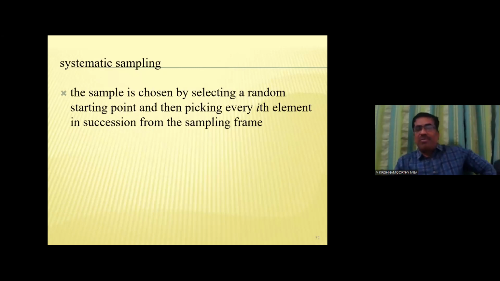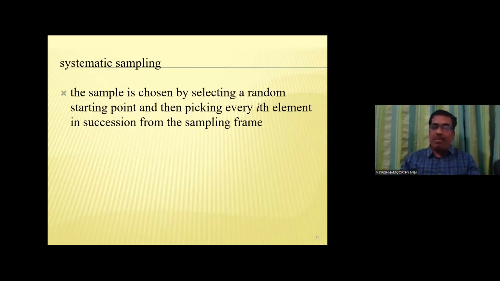What is the random starting point? You can fix it like this. I will go to the particular bank from 11 a.m. to 1 p.m. Whoever comes as the 7th person after availing services from the bank, I will distribute the questionnaire. What is the next person? I am keeping 7 as an interval. Next 14, 21, 28, 35, 42, 49, 56.